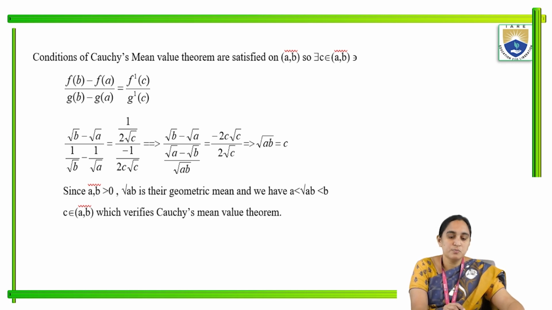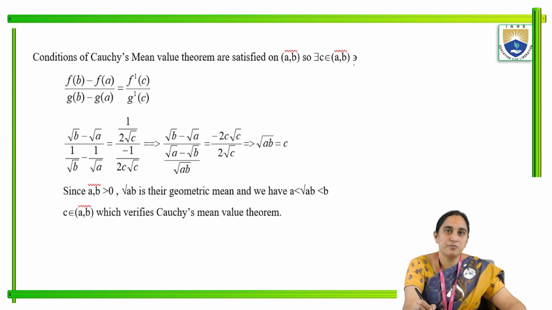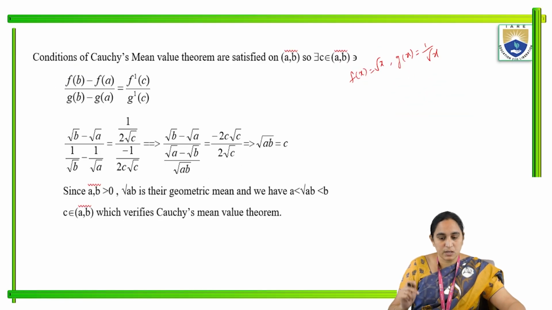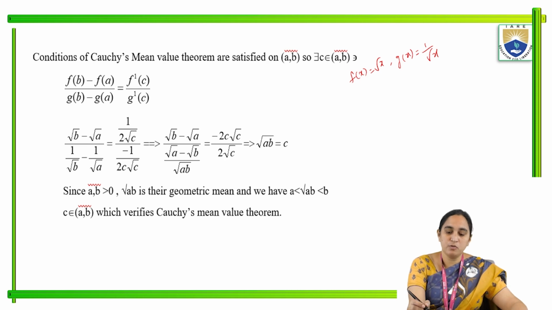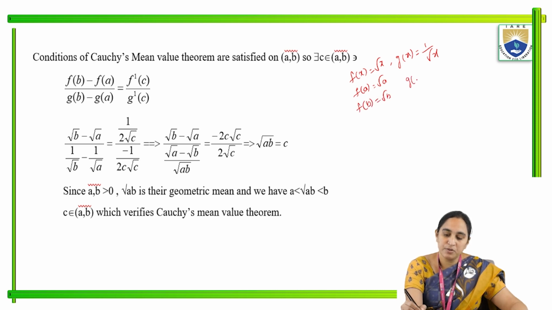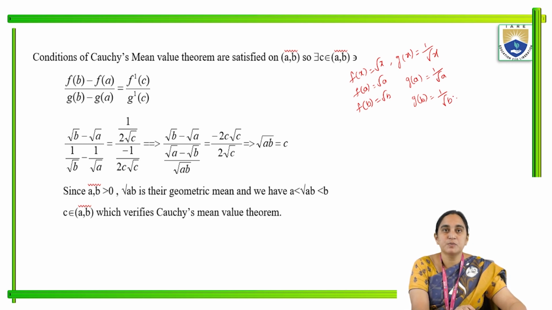Okay, what we are assuming, what is given in the question, f of x is equal to root x and g of x is equal to 1 by root x. Once I observe, okay, 1 by root x. From that, what about f of a and f of b? f of a is equal to root a and f of b is equal to root b. And what about g of a? That is 1 by root a and g of b is equal to 1 by root b. Okay, that is, here I'm substituting there.